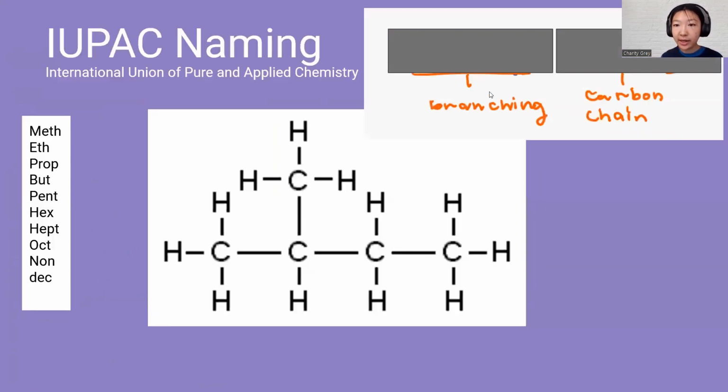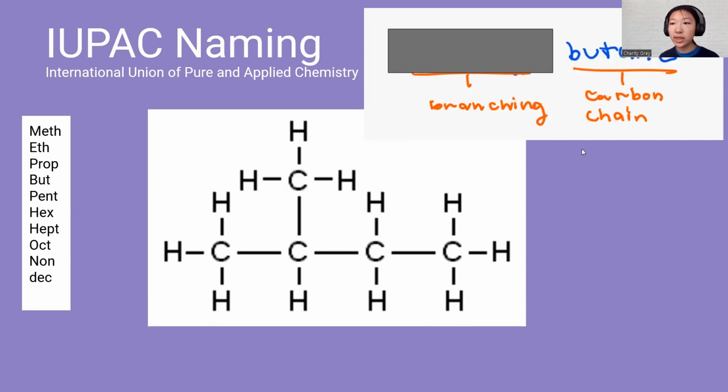So you look at IUPAC naming again. Let me move my camera. So you have the branching and then the carbon chain. And what's at the front is the same for the alkyl branches and the carbon chain: meth, eth, prop, but, pent, hex, hept, oct, non, dec, right? So pause the video right now and please name this molecule. You've already seen this molecule.